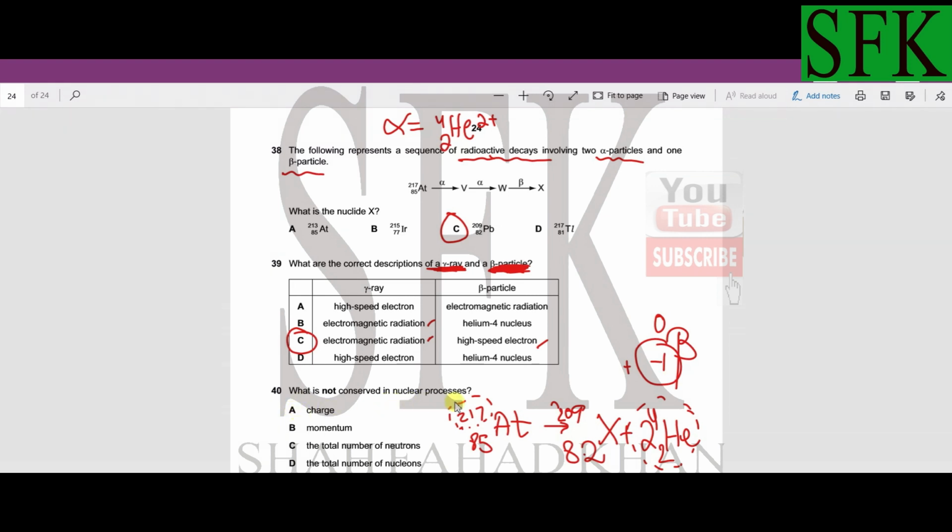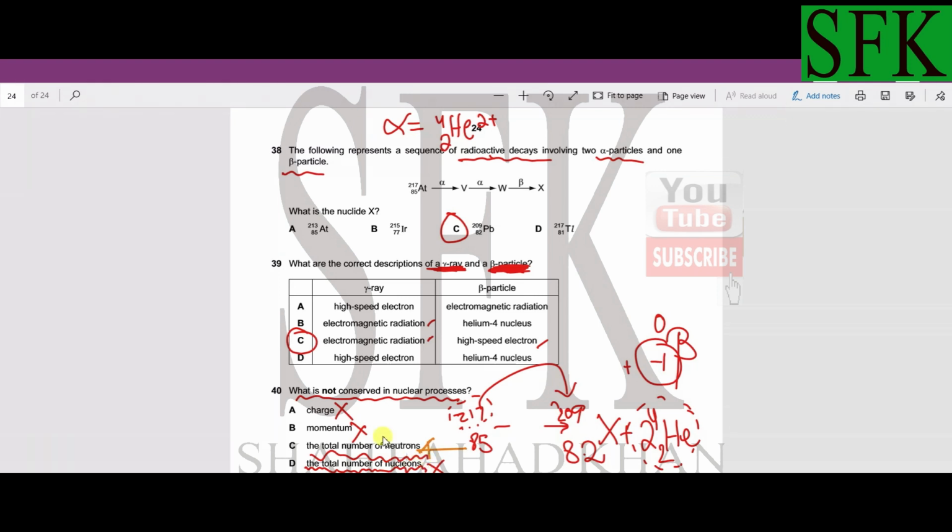What is not conserved in the nuclear process? Basically, the total number of nucleons, meaning the sum of all the nucleons, is conserved. So D cannot be the answer. Momentum is always conserved, so again it cannot be the answer. Charge is also always conserved, so it cannot be the answer.